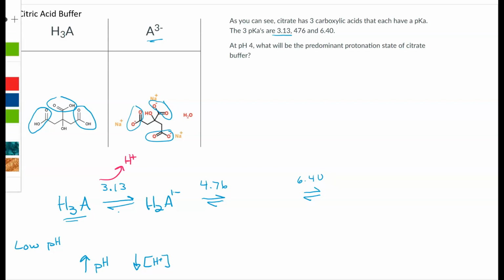As the pH continues to increase, protons leave every time the pH reaches a pKa. So at pH 4.76, another H+ leaves, and the subsequent species is HA2-. And then finally, as it goes through the third pKa, you have A3-.